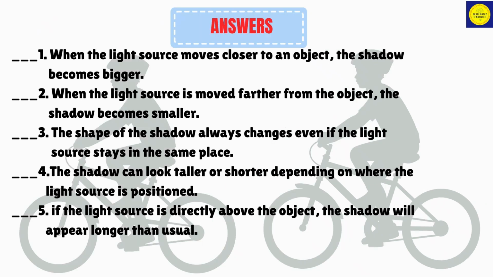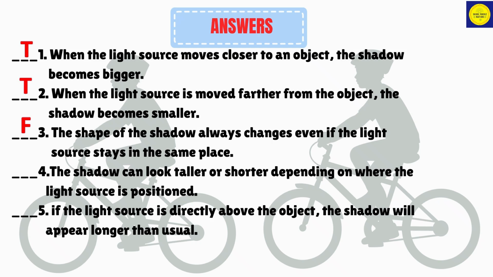Here are the answers. 1. When the light source moves closer to an object, the shadow becomes bigger. T. Number 2. When the light source is moved farther from the object, the shadow becomes smaller. T. Number 3. The shape of the shadow always changes even if the light source stays in the same place. F.